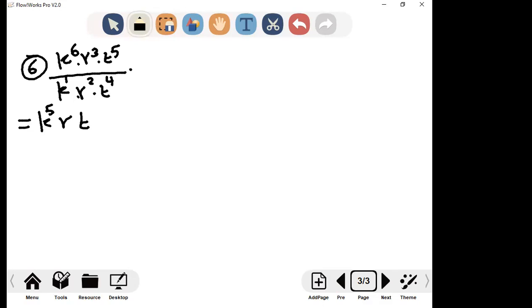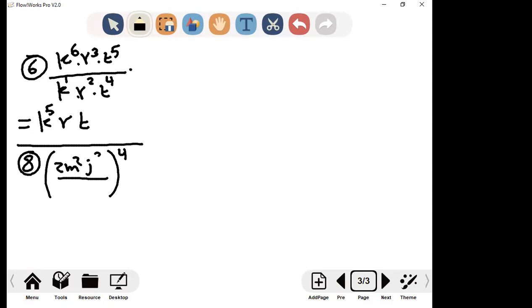Question 8, we have big parentheses. Inside it, we have a fraction, and this parenthesis to the power of 4: 2m power 2 j power 3 over 3 p power 5. Now, before we start, do we have the same variable up and down? No, so we won't subtract here. We cannot apply the formula of subtraction.